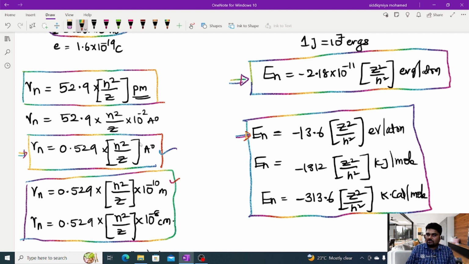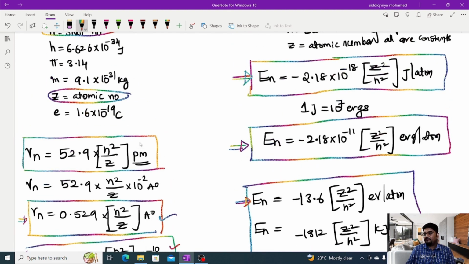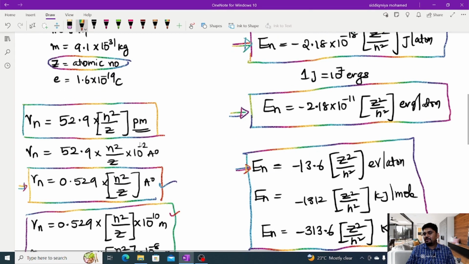Similarly, energy is also like that only. Energy En is equal to minus 2.18 into 10 power minus 11 Z square by n square erg per atom. If in joules, En is equal to minus 2.18 into 10 power minus 18 Z square by n square joule per atom, like this.